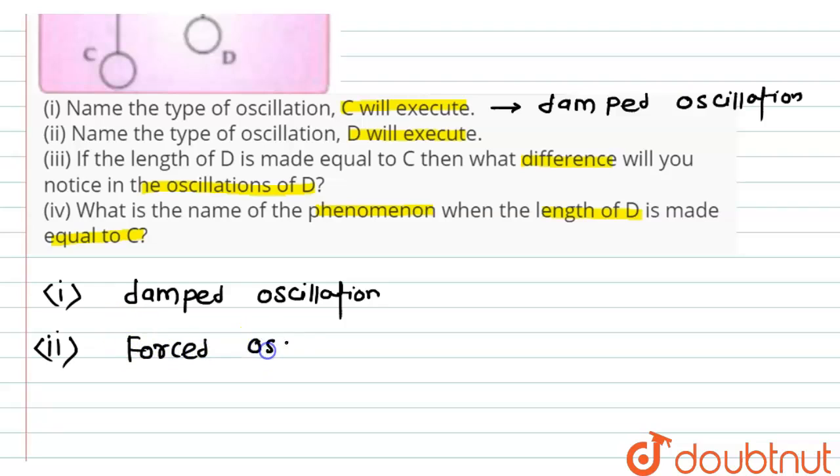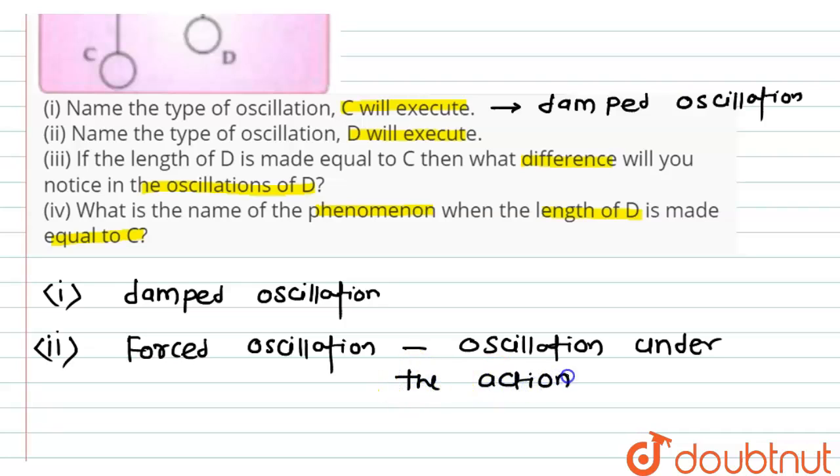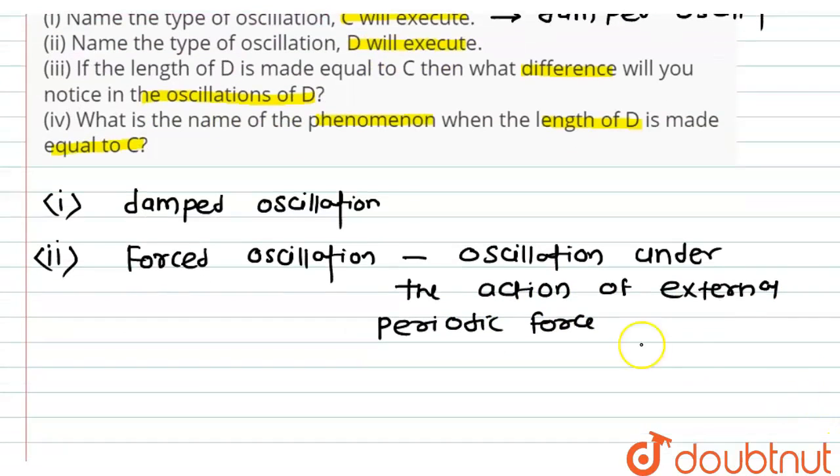Forced oscillation, that is oscillation under the action of external periodic force. Okay. Now question number 3 is if the length of D is made equal to C, then what difference will you notice in the oscillation of D?